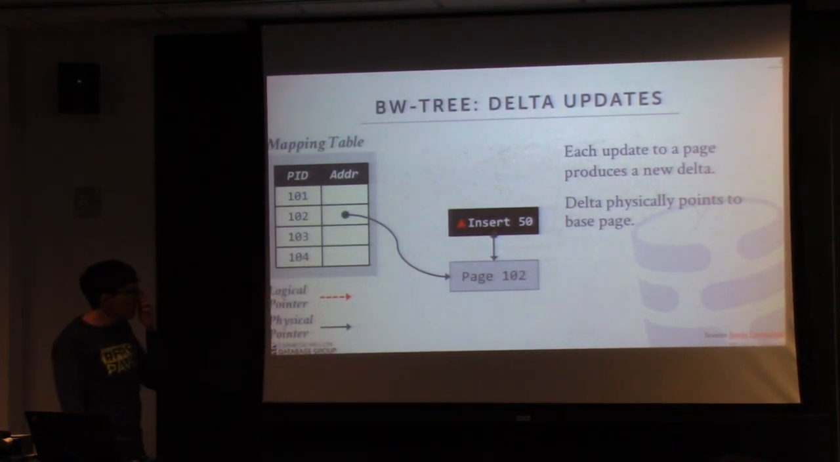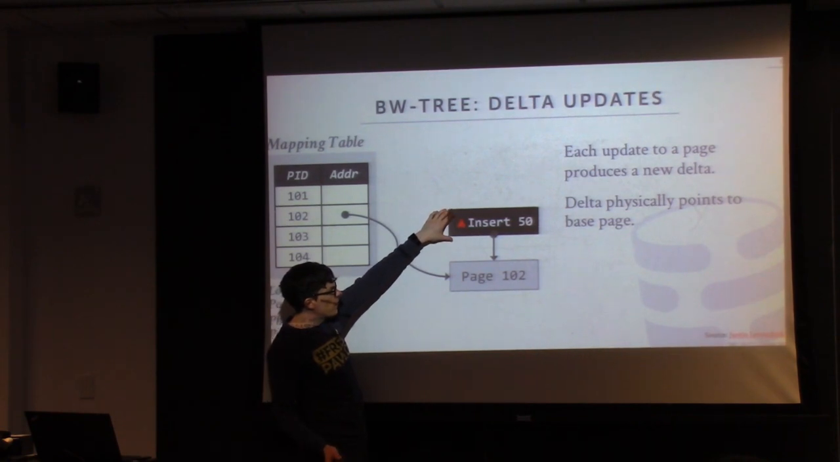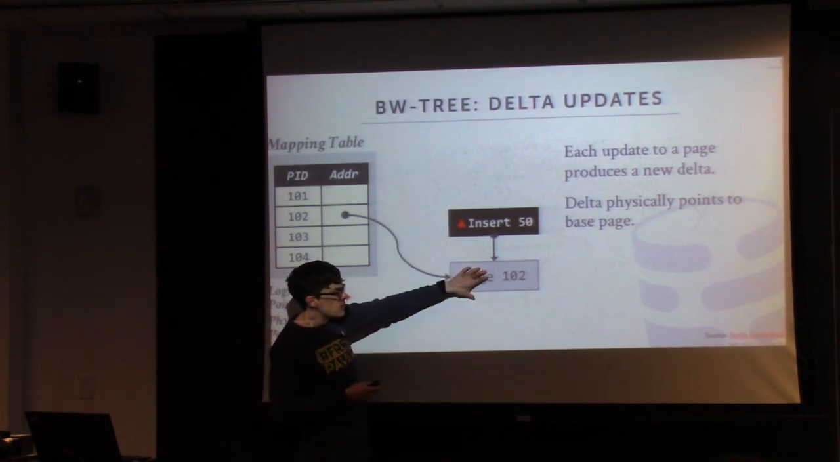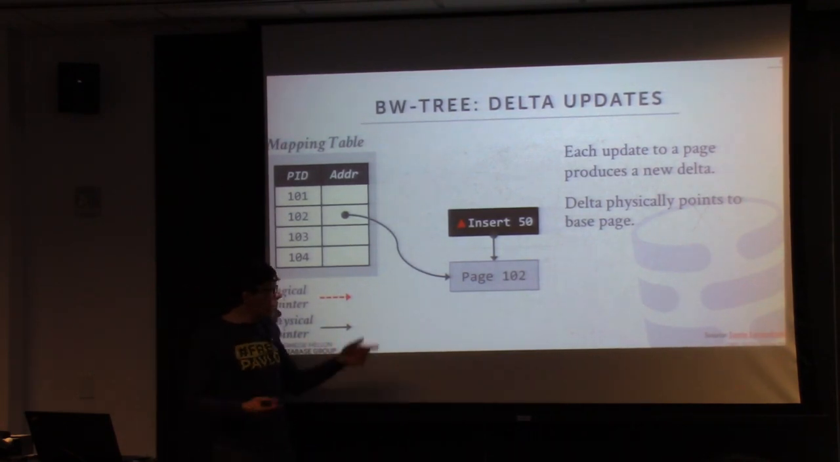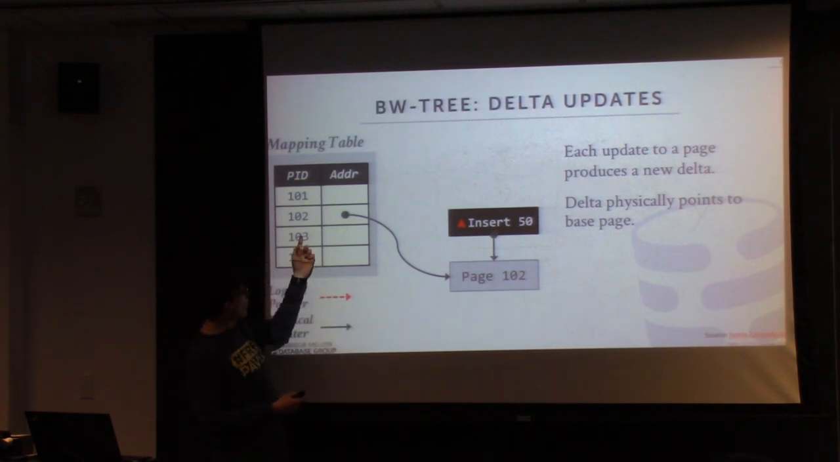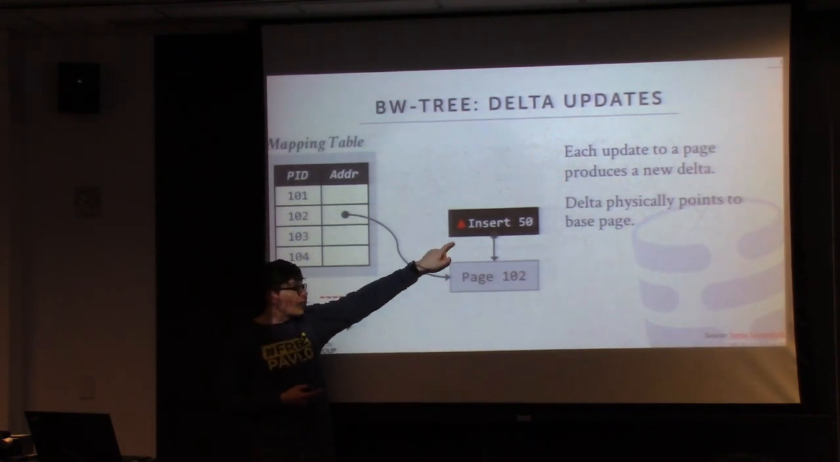Now, at this point, we've inserted the delta record at the front of the chain for this base page, but no other thread can see it. Because anytime someone says, I want to look up page 102, it's going to look in the mapping table and land here. It doesn't know about this.